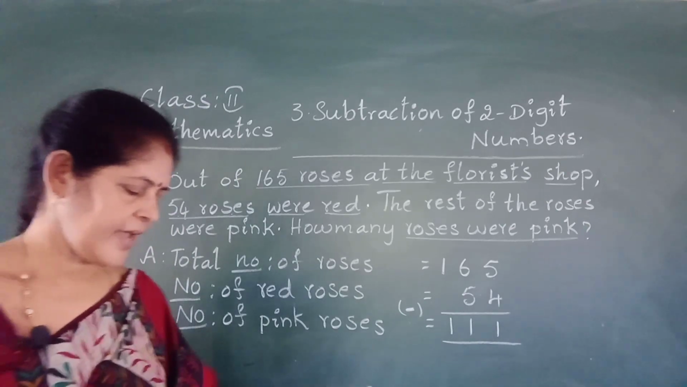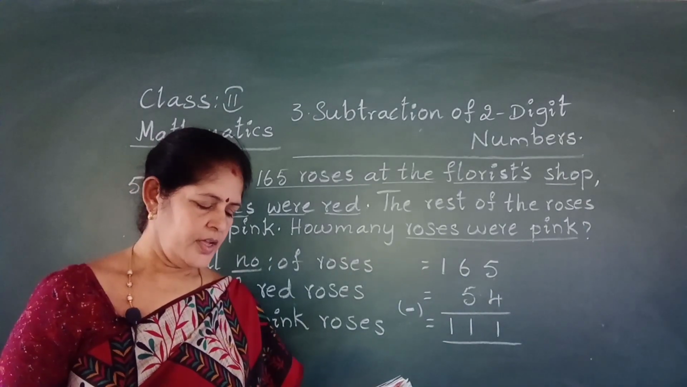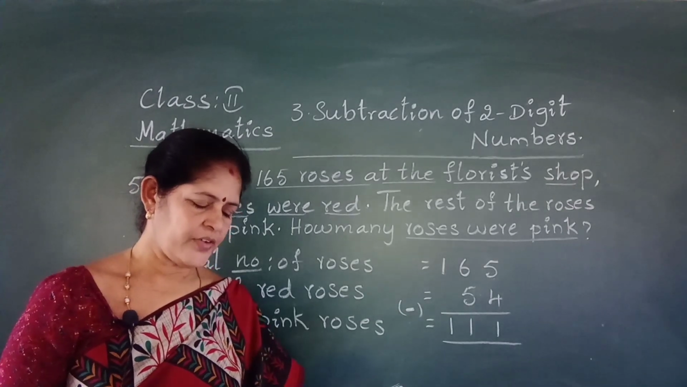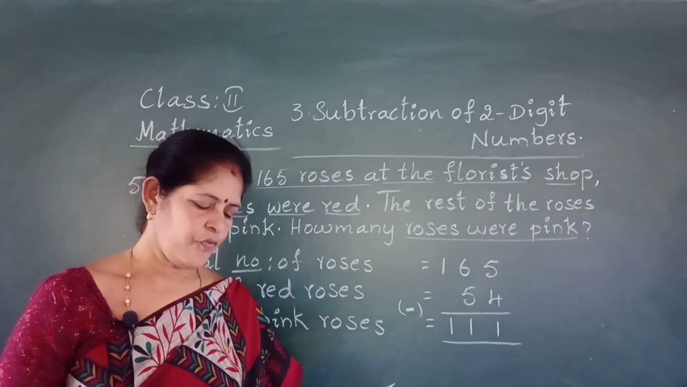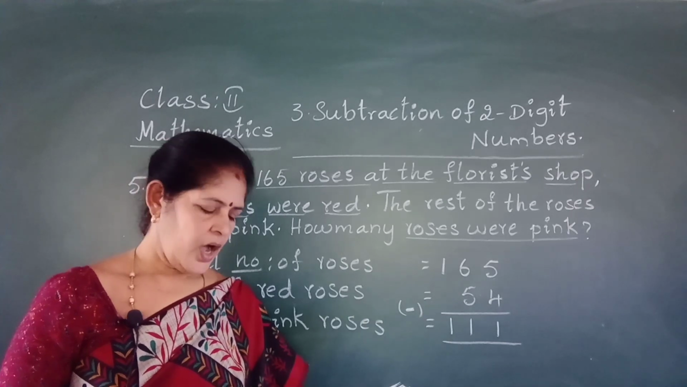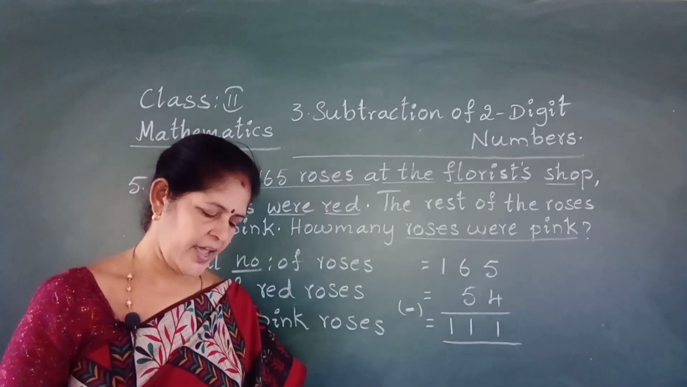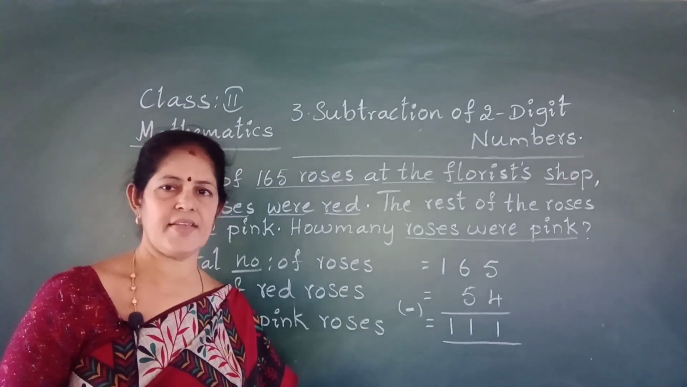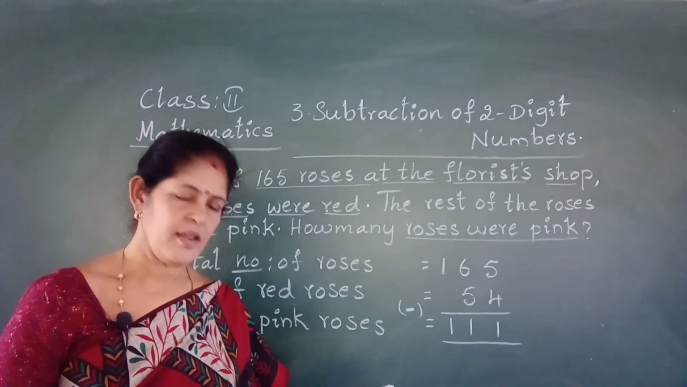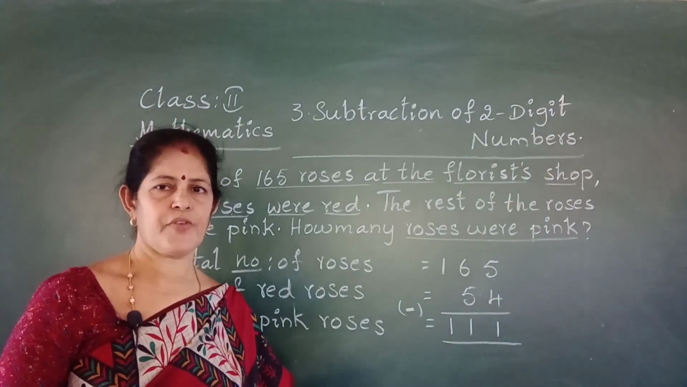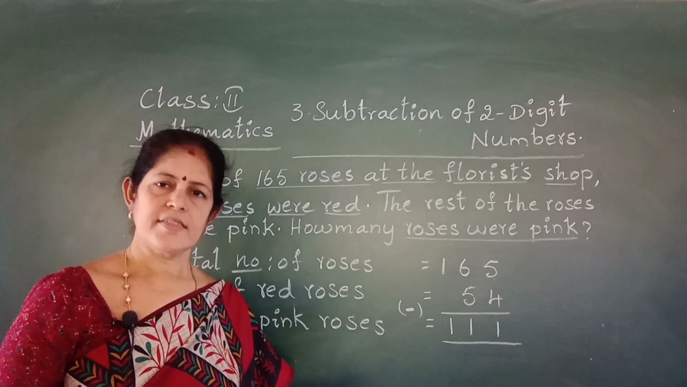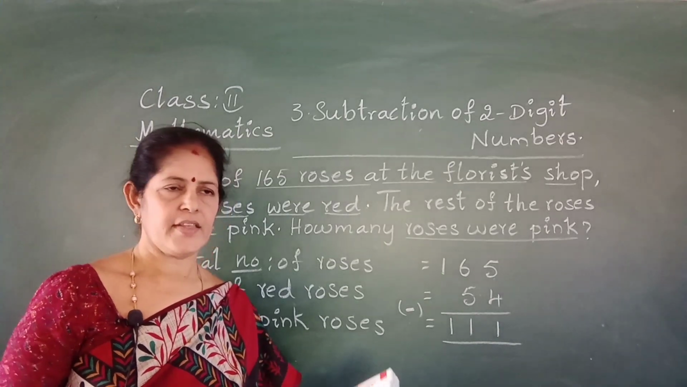Come on. Take your textbook. See in your textbook. In a school, there were 156 chairs and 41 tables. How many more chairs were there than tables? Here a comparison is given, comparison between the number of chairs and the number of tables. Here also we are going to use subtraction. Now write the question.